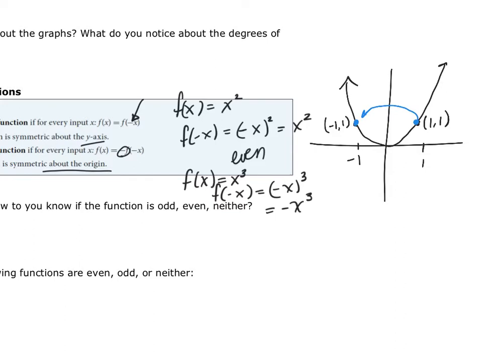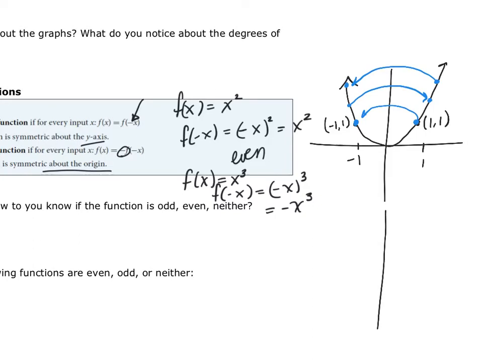This point will have a mirror image across the y-axis, and this point also will have a mirror image, and it doesn't matter which way I go. What I do know is I have a mirror image across the y-axis, and that's what we mean by symmetric with respect to the y-axis.